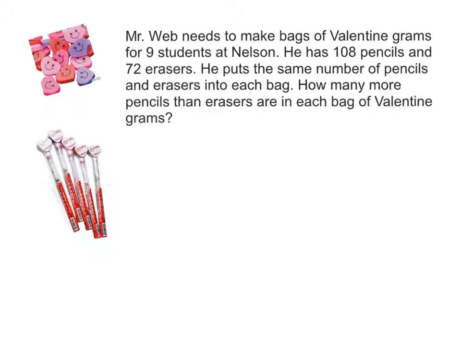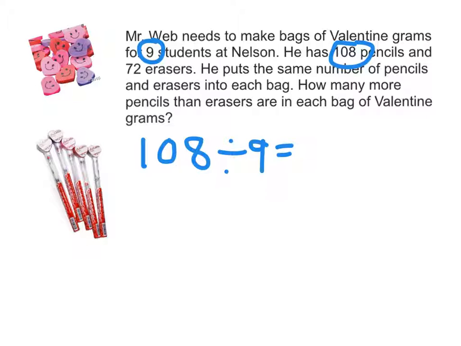In this case, I know that Mr. Webb has 108 pencils, and he's going to give each of the 9 students the same amount. So for my first step, I'm going to take 108, and I need to divide that by 9 as my first step. And I know that 108 divided by 9 equals 12, because 12 times 9 is 108.